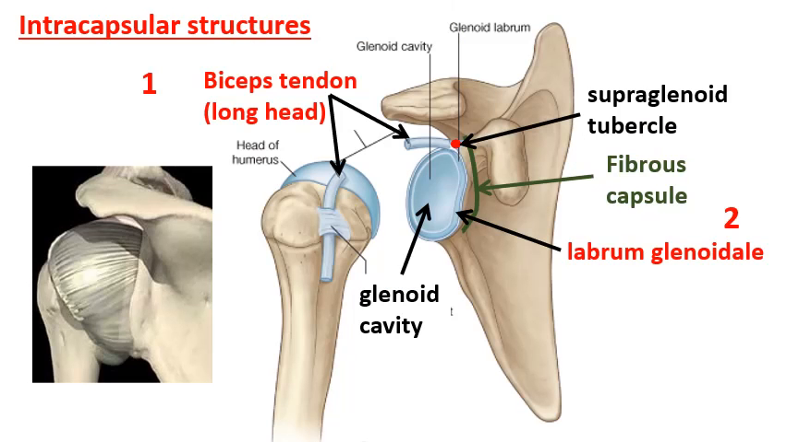Therefore, there are two intracapsular structures. There is the tendon of the long head of biceps, coming from or attached to the supraglenoid tubercle. This is intracapsular, inside the capsule. And also there is the labrum glenoidal, which is attached to the margins of the glenoid cavity. It is intracapsular.